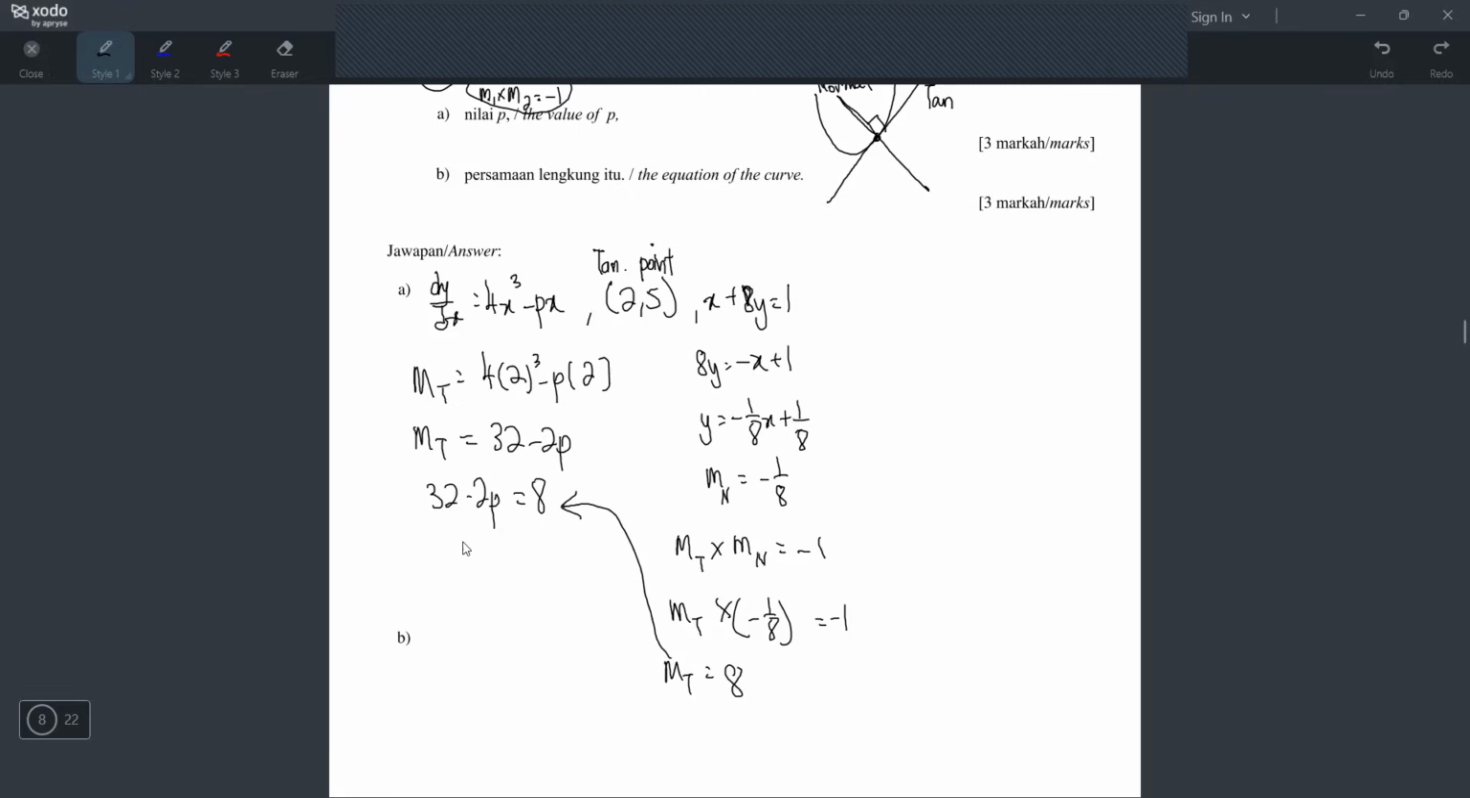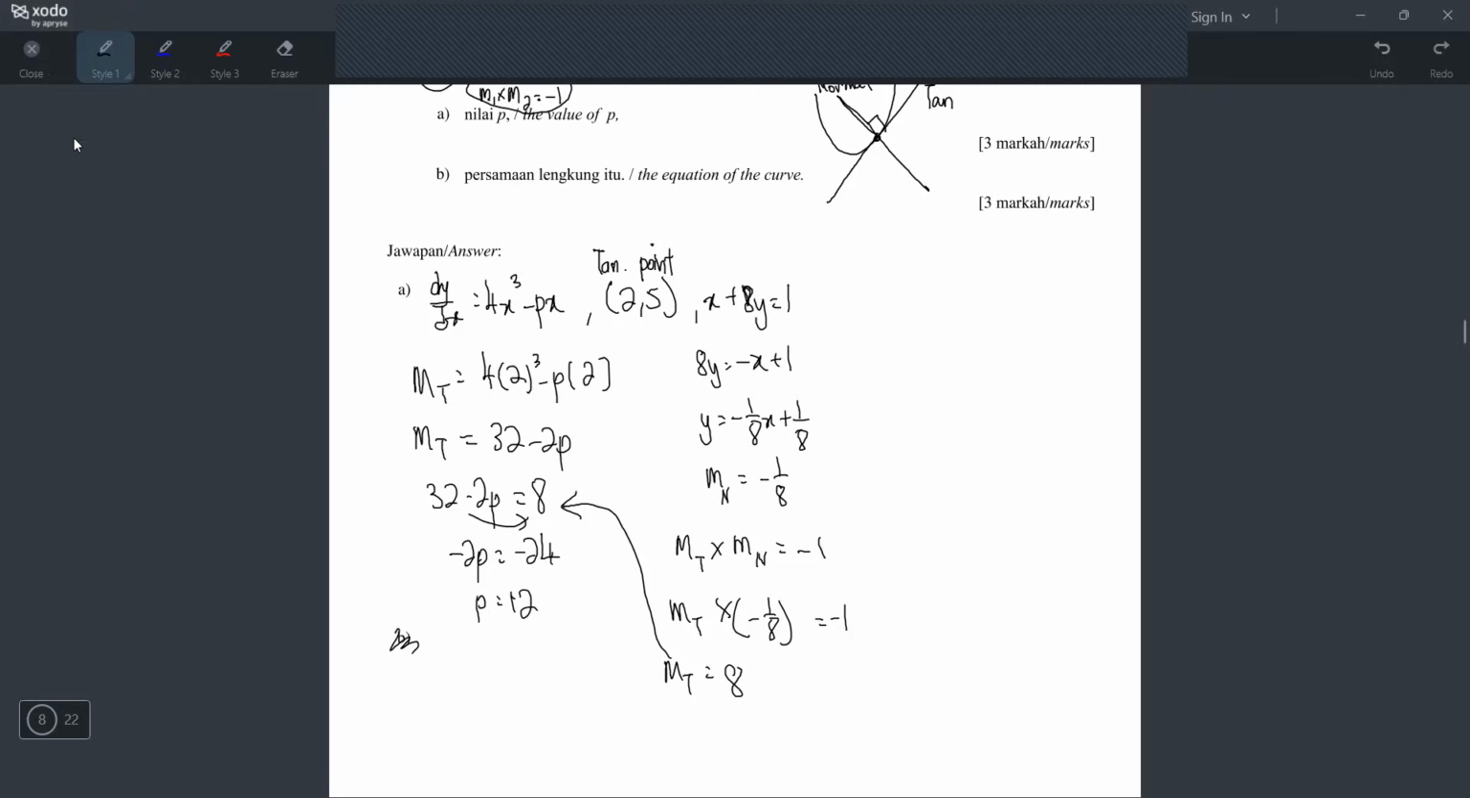Right? Means this one, I'll bring it up here. So now I can solve for p. I will move the 32. 8 minus 32. We press calculator. I think I get -24. Right? And then how to get p? It's just -24 divide -2. Negative divide negative is positive. 24 divide 2 is +12.